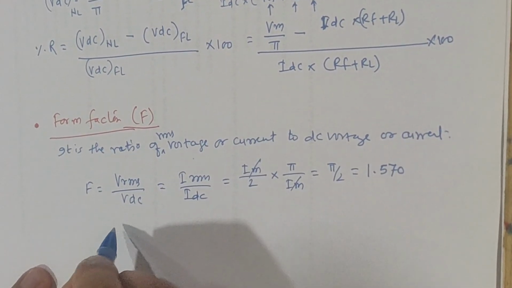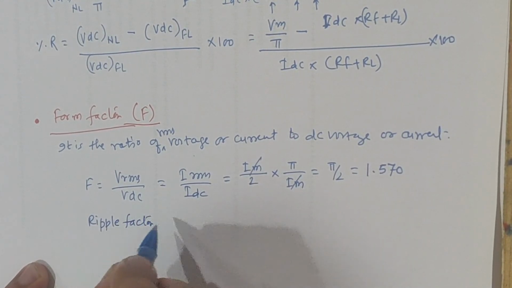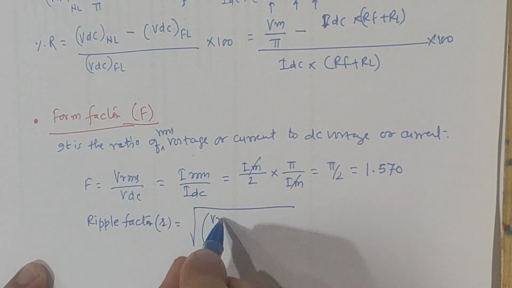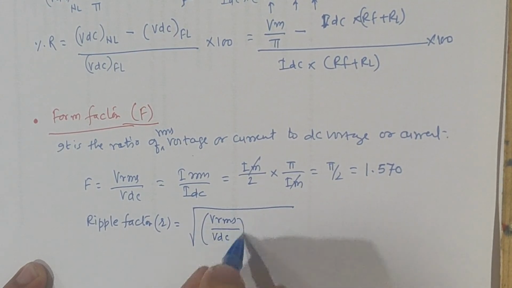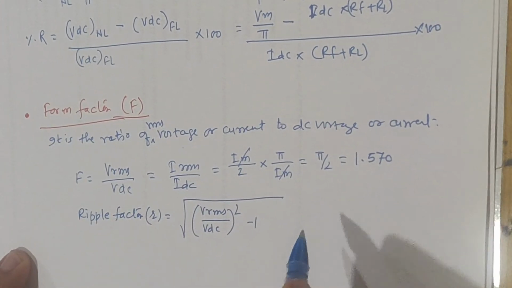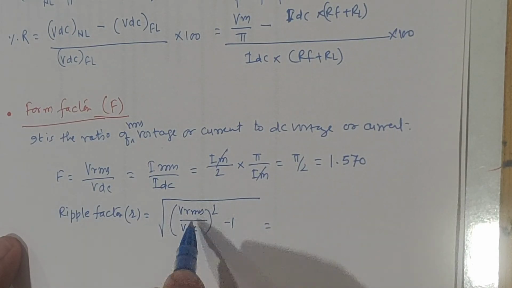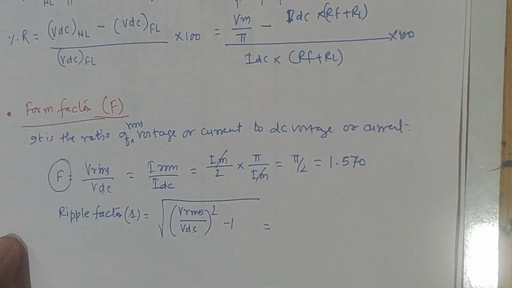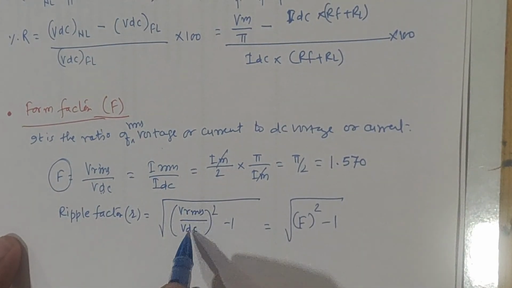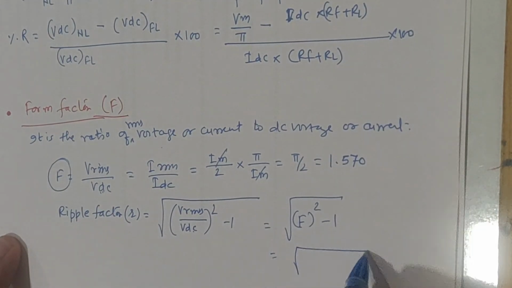See this. The ripple factor, small r, was given by the square root of (VRMS upon VDC) whole squared minus 1. This was the formula that we used in the previous slides. Now, this VRMS upon VDC is nothing but the form factor. So I can write it as the square root of form factor squared minus 1.